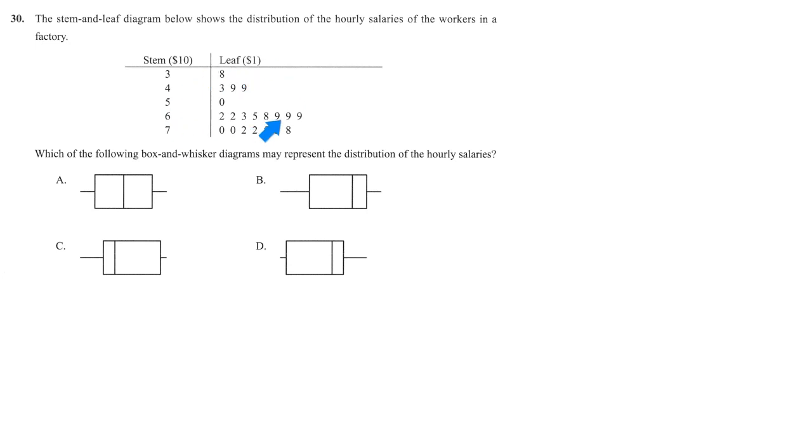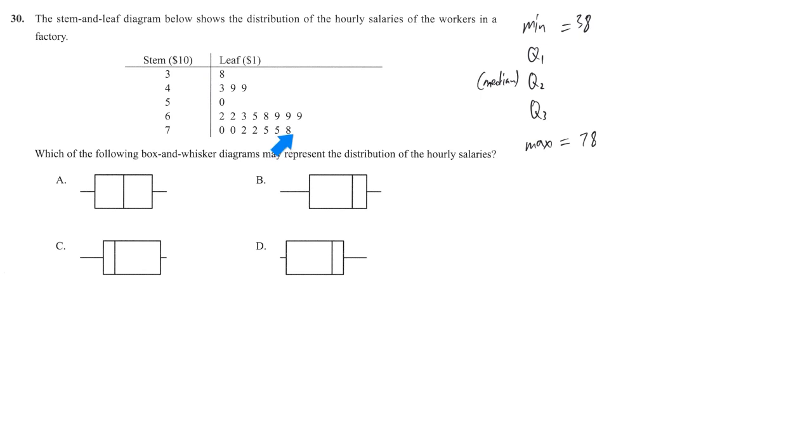In a stem and leaf diagram, they ask us to present the data in the form of a box and whisker diagram, and then we have to find out whether it is like this, or this, or this, or this. So the very important thing is that a box and whisker diagram is about the minimum, Q1, Q2, that means the median, Q3 and maximum. So we have to find these 5 landmarks first.